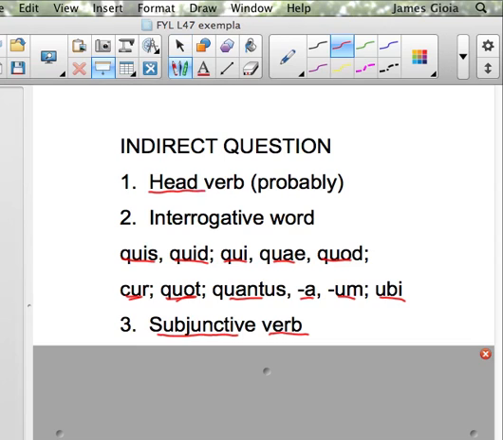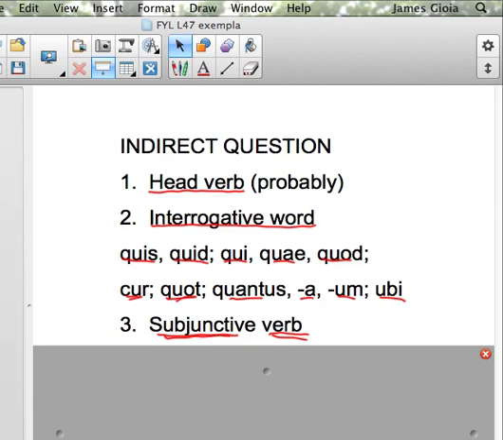So we got our main parts: a head verb, some sort of interrogative word, and then a subjunctive verb. And you may have noticed all of these in the previous examples I gave. All right, so we got head verb, interrogative word, and subjunctive. So let's look at a few more examples.